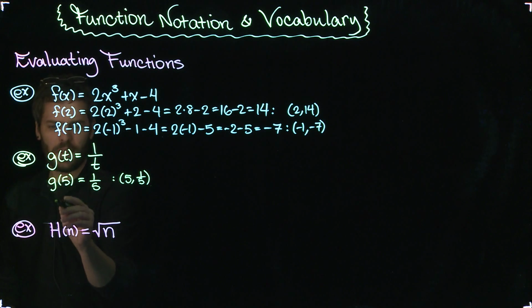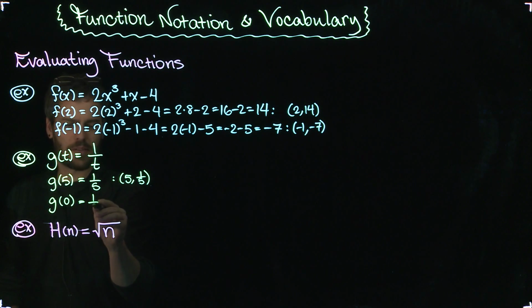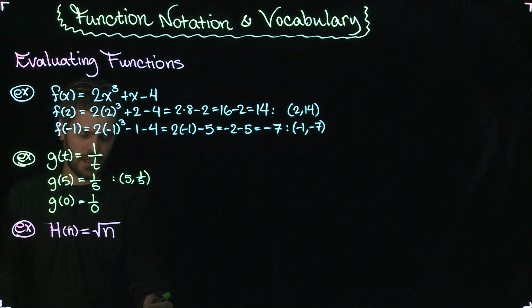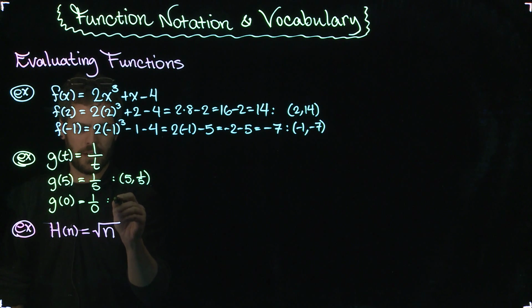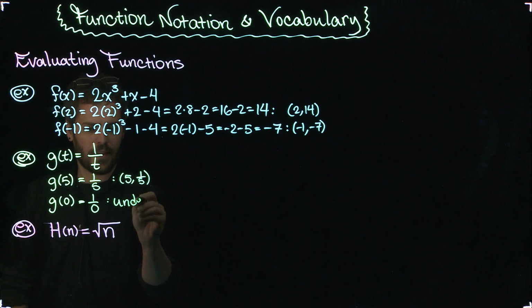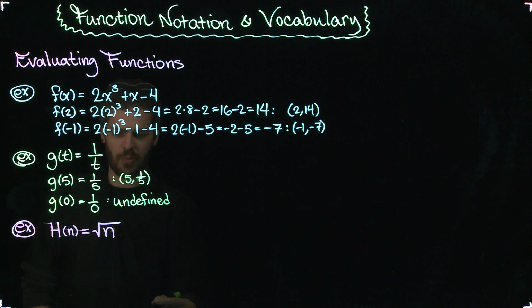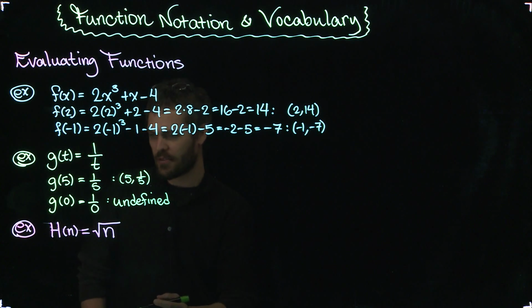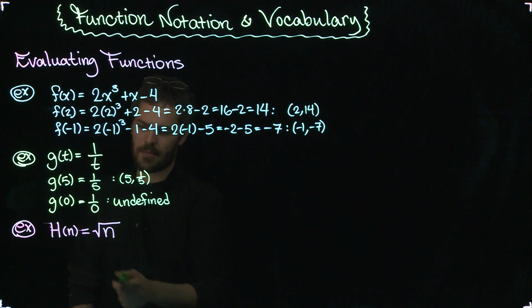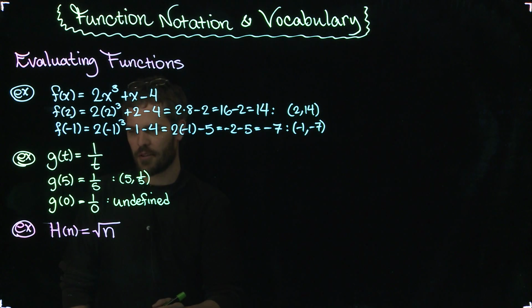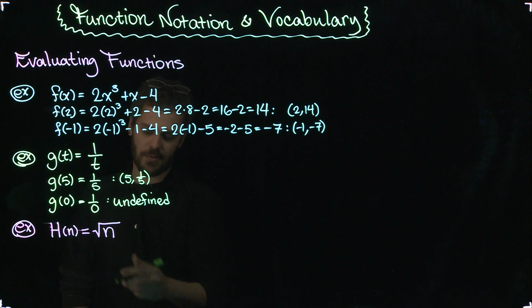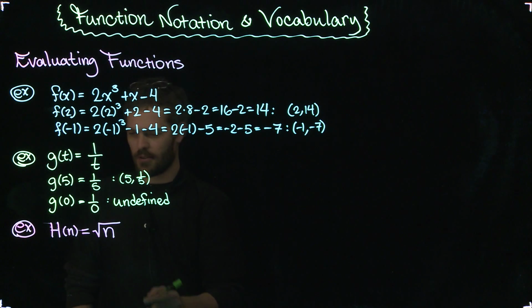Okay. What about this one, g of 0? That would give me 1 over 0. Uh-oh. Anything divided by 0 is undefined. This one actually doesn't produce an ordered pair. It doesn't work. It's not allowed for the function. So that's kind of an interesting concept. There may be inputs that are just not allowed for the function to produce an output. In this case, we see one right there. Okay, keep that in mind.